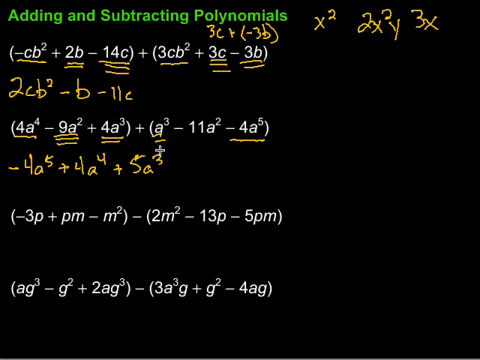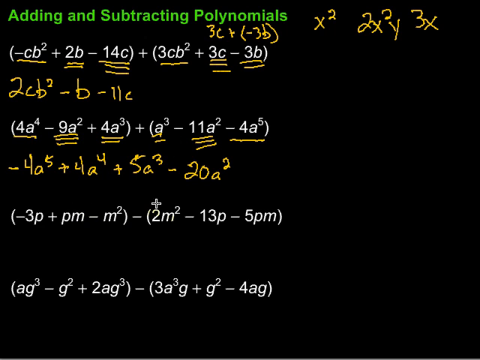Then, last thing I see, we've got minus 9a squared and minus 11a squared. Combine those two, I would have minus 20a squared. Then that one is in standard form, and there's nothing else I can simplify because they're all different. There are no like terms, meaning all the variables are to different powers, so I can't simplify that.